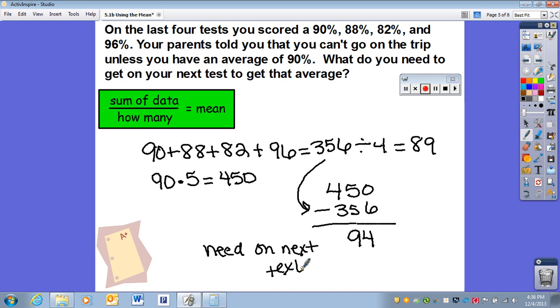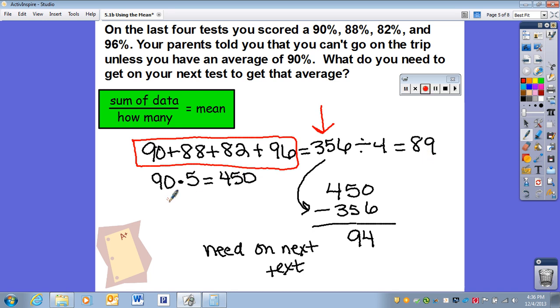Let me explain that one more time. What I would do is take the first 4 tests that I've already done and add them together to get my total amount of 356. I was just checking to see if that was enough to give me a 90%, and it wasn't.